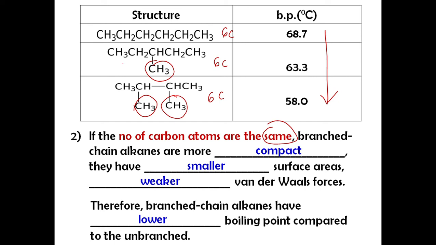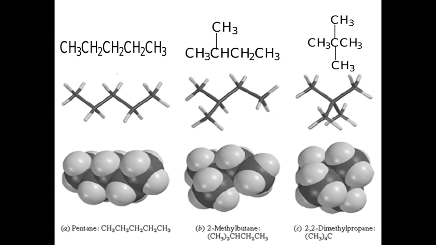Okay, so secara conclusionnya lagi banyak branch, lagi kecil, smaller. Okay, more branch, smaller surface area, weaker van der Waals force, lower boiling point. Okay, jadi kat sini kita boleh nampak, okay, this one is straight, this one has one branch, this one has two branch. Okay, awak boleh nampak dia makin compact. Nampak tu, makin compact. Okay, jadi smaller surface area, weaker van der Waals force.